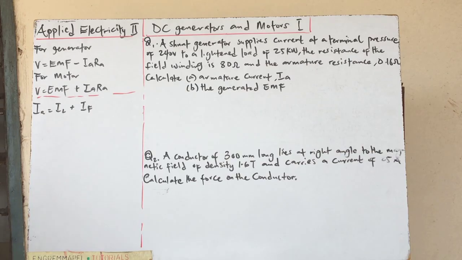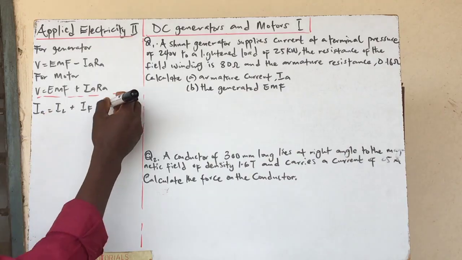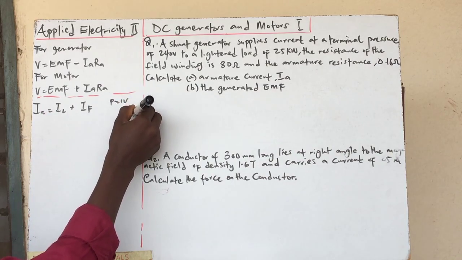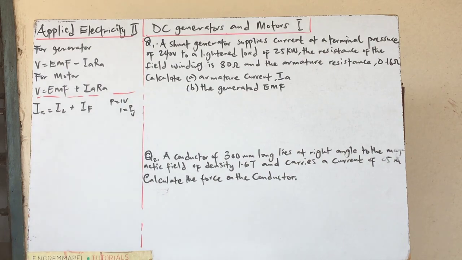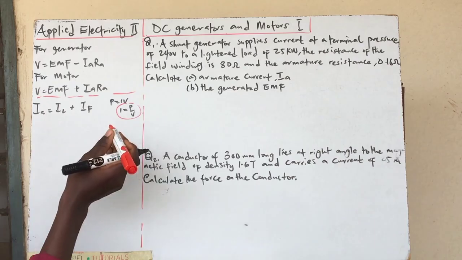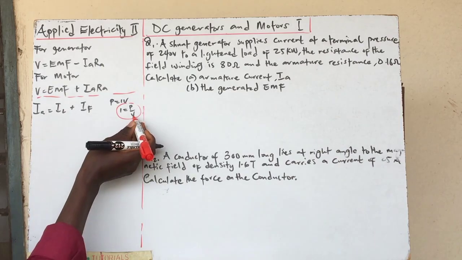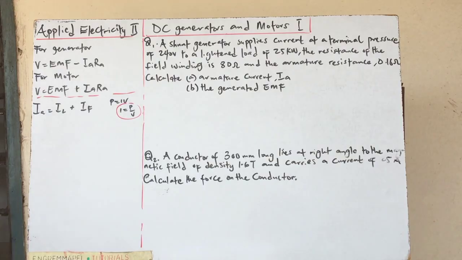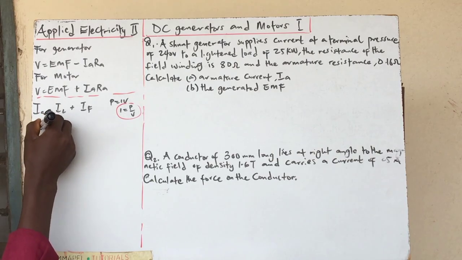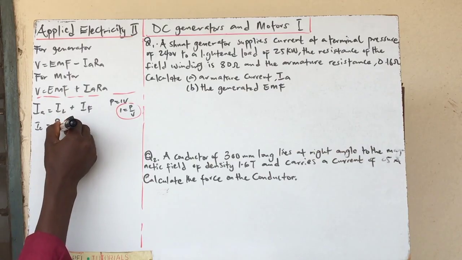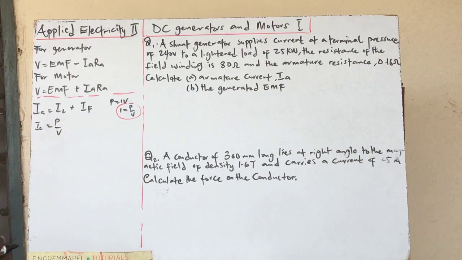And what is the electrical power law? P is equal to IV. So from P equals IV, I can make I the subject of the formula: I equals P over V. In this way, for my load they always give me the power and also the voltage. So I can say my IL, which is my load current, equals P over V. They always give this in the question.